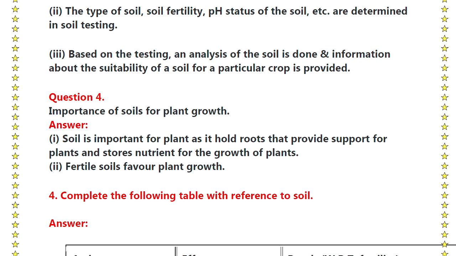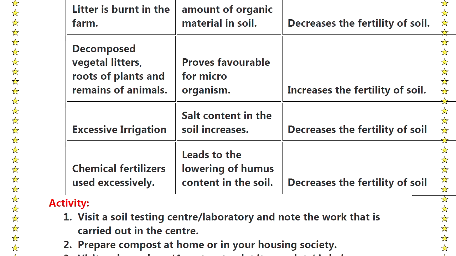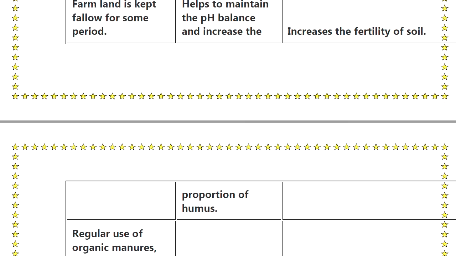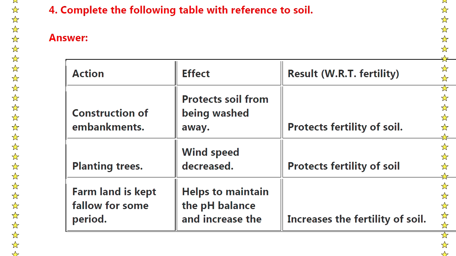Next, complete the following table with reference to soil. Action, effect and result. Action: construction of embankments. Effect: protects soil from being washed away, and result is protects fertility of soil. Action: planting trees. Effect: wind speed decreased. Result: protects fertility of soil.